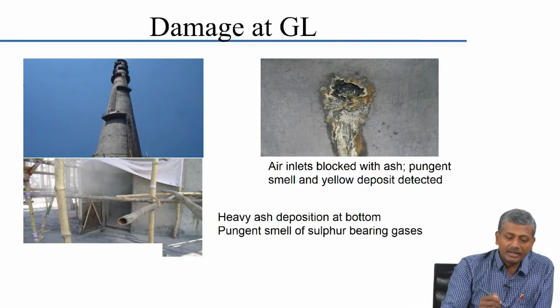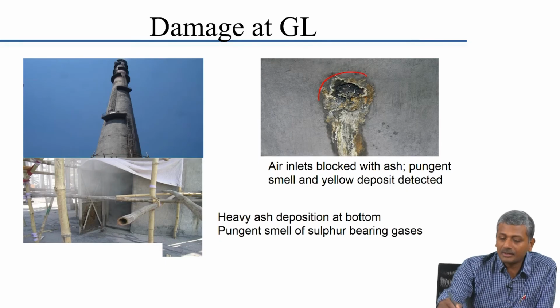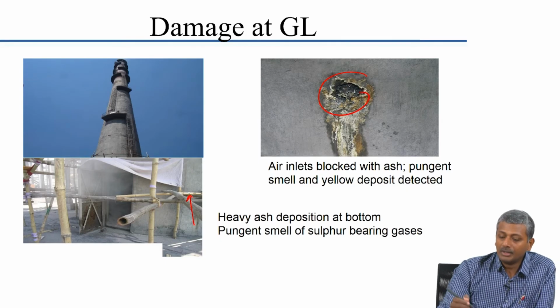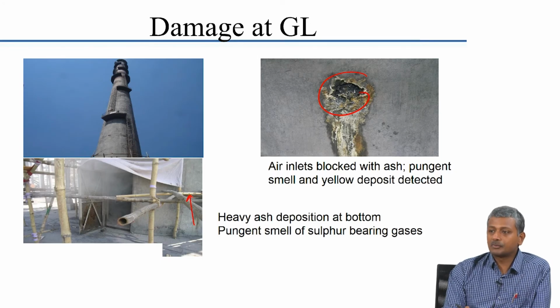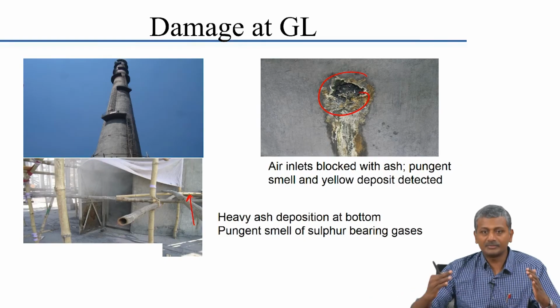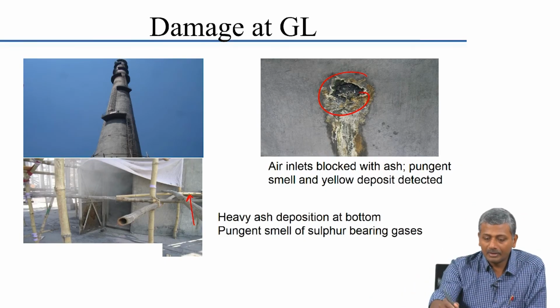And the kind of damage that was seen, this was at the ground level. So, at around this level 1.5 meters from the ground, there are air holes which are supposed to be open to allow the passage of gases and air out into the system to push the gas up. Okay.